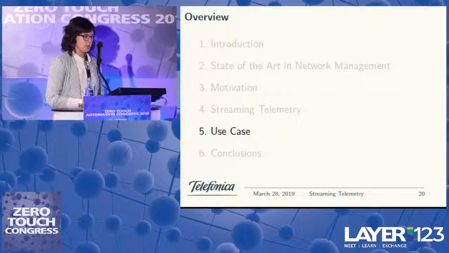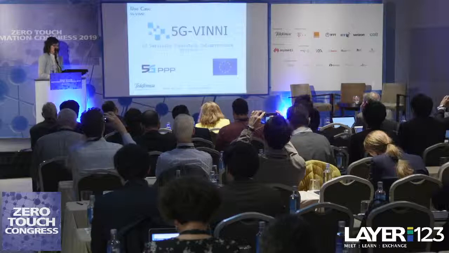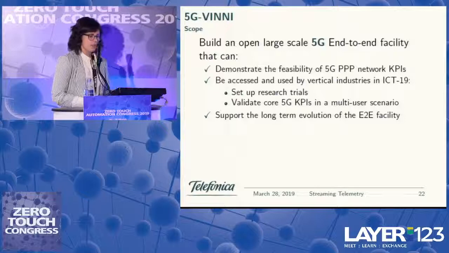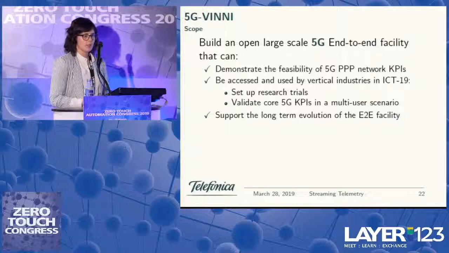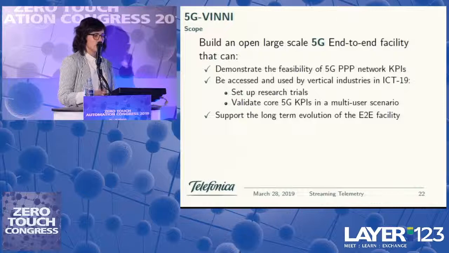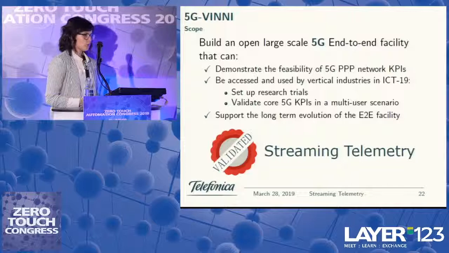in our department? For that, we are working in different European projects. One of them is called 5G VINNI. It means 5G Vertical Innovation Infrastructure, and it's enclosed in the European ICT-17 call. This call, and also this project, aims to build a 5G end-to-end facility that can, in the first place, demonstrate that the 5G PPP network KPIs can be met, and also that this facility can be used by the vertical industries in the ICT-19 call in order to set up research trials of innovative use cases. Among all the activities carried out in this project, one of our goals is to integrate, develop, and validate the streaming telemetry technology.